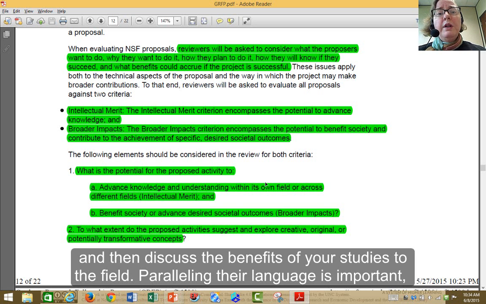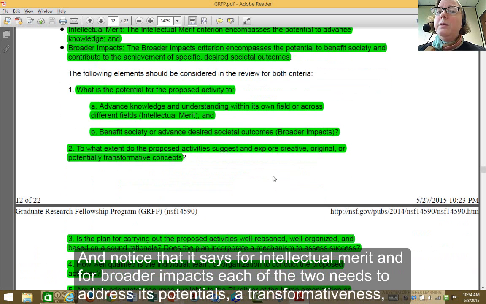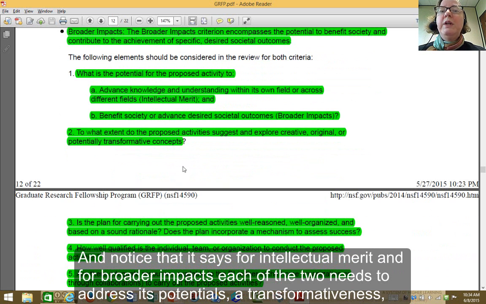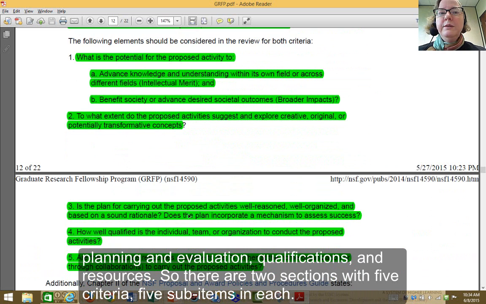Paralleling their language is important. That's part of why we're highlighting and collecting so many strategic items, so you can know what words and phrases are needed. And notice that it says, for intellectual merit and for broader impacts, each of these two needs to address its potentials, a transformativeness, planning and evaluation, qualifications, and resources. So there are 2 sections with 5 subsections for both criteria, 5 sub-items in each.